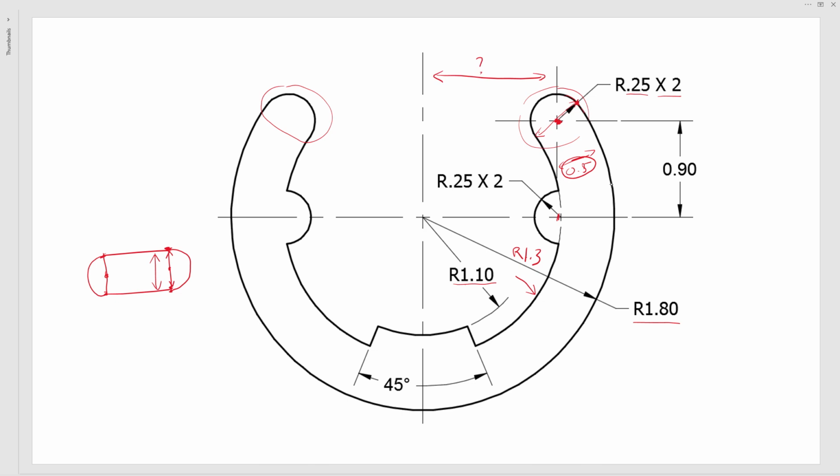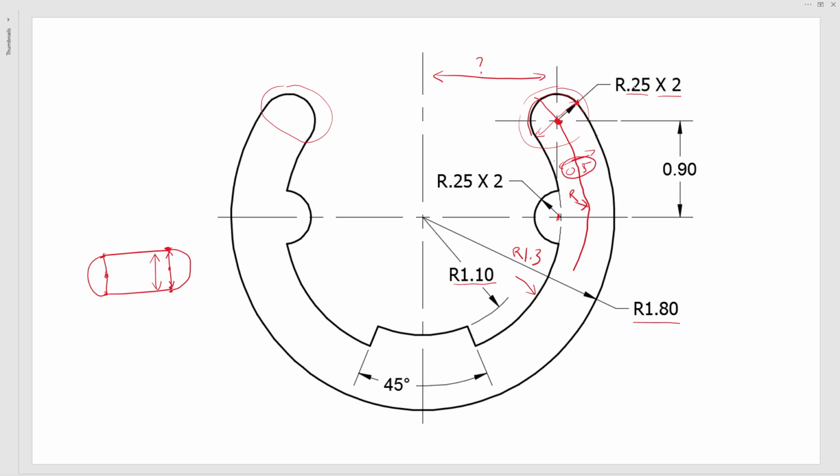So what you have to do is that this center point basically is in between these two arcs. So basically you can create another arc that goes in between the big one and the small one. Once you create this arc, the intersection of this arc and this 0.9 line will give you this point, and this point is the center point of this arc. And then now the question is, how big is this arc? What's the radius of it?